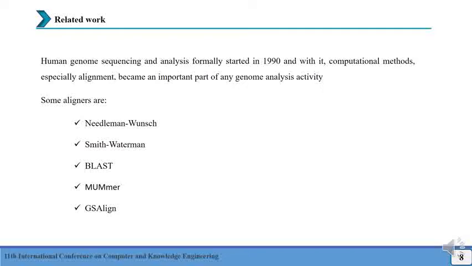Human genome sequencing and analysis formally started in 1990, and with it, computational methods, especially alignment, became an important part of any genome analysis activity. Some aligners are Needleman-Wunsch, Smith-Waterman, BLAST, MUMmer, and GS-Align.